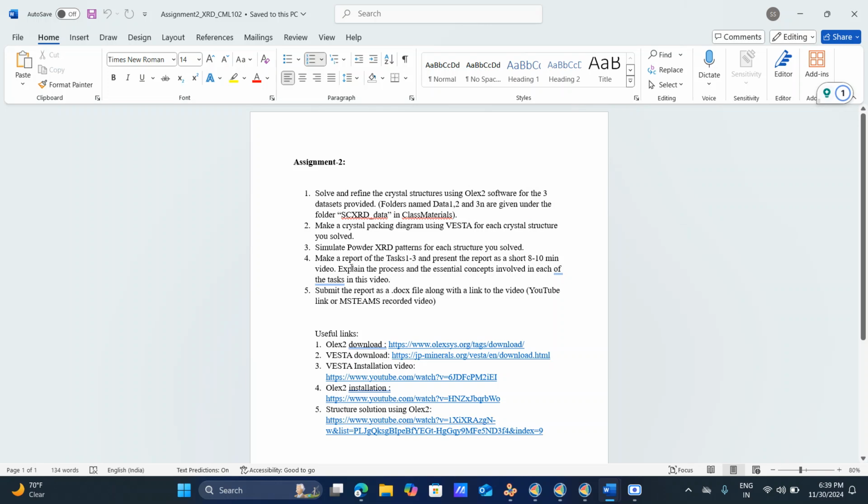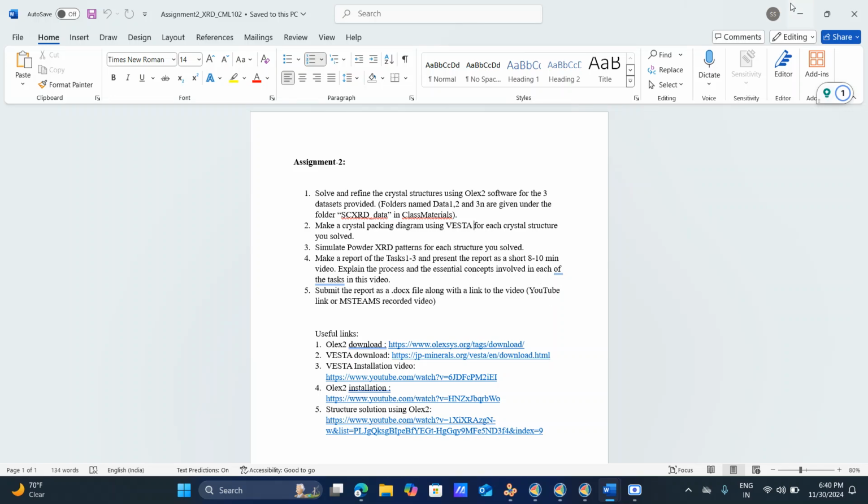Then we have to simulate the powder XRD pattern of the structure that we have made. We make the PXRD, the powder XRD diffraction pattern, of the structure, and we can easily compare it with the actual XRD data that is provided, so we can know how good our solution is. And then we have to make a report of all these tasks and present it in a short video. That's what I'm doing here.